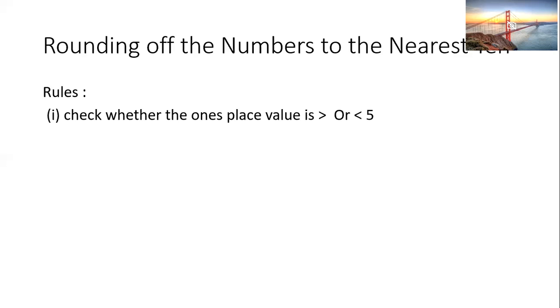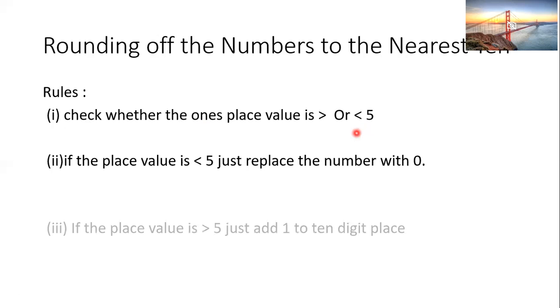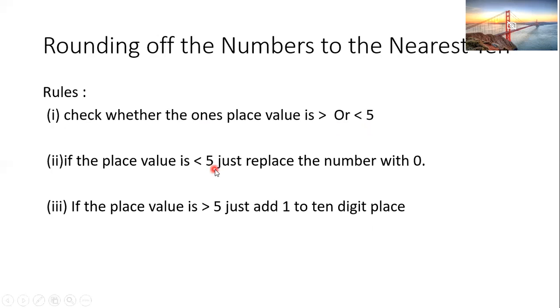Rule number 1: check whether the ones place value is greater than 5 or less than 5. If the ones place value is less than 5, you have to replace the number with 0.